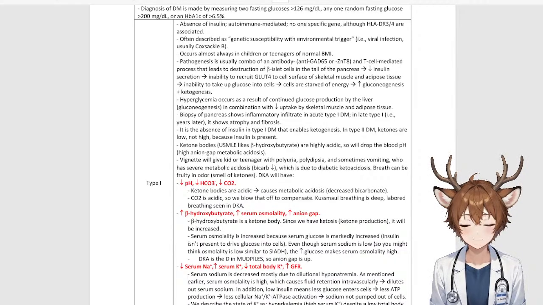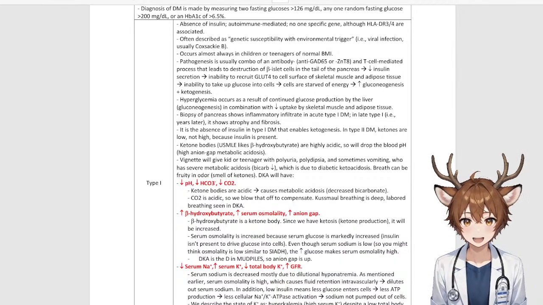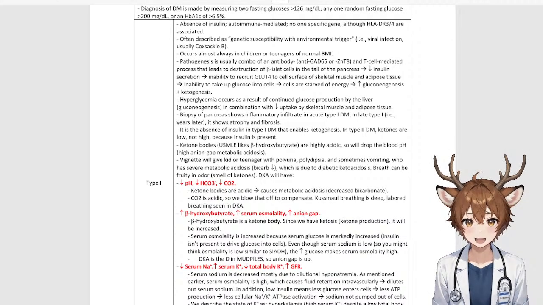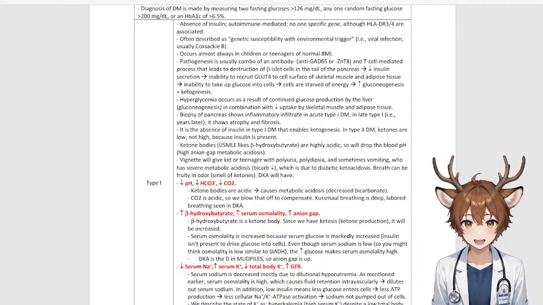Elevated beta hydroxybutyrate, elevated serum osmolality, elevated anion gap. Beta hydroxybutyrate is a ketone body. Since we have ketosis, ketone production will be increased. Serum osmolality is increased because the serum glucose is markedly increased.